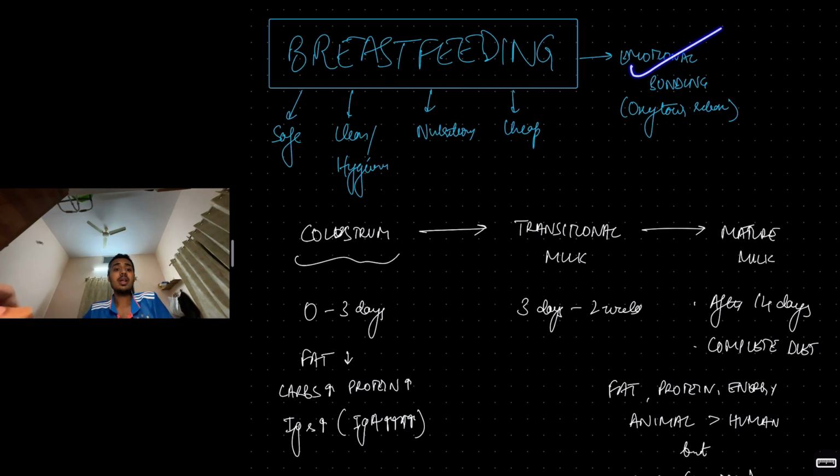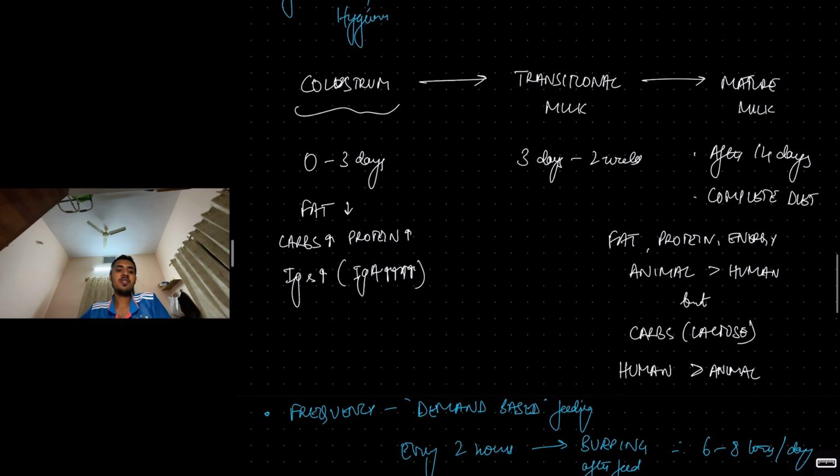Emotional bonding. Every time there is a milk ejection reflex, oxytocin is released, and we know that oxytocin is also called the love hormone. It is responsible for emotional bonding. So emotional bonding is also achieved through breastfeeding between the mother and the child. Now, how does it happen? What are the phases of breastfeeding?